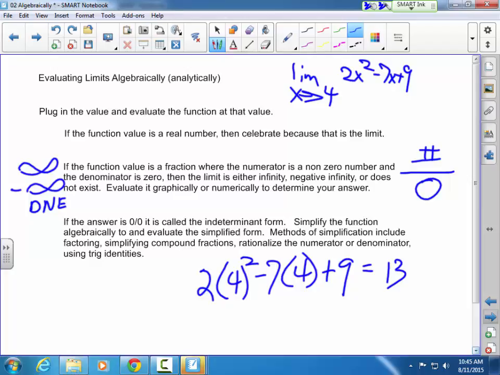The most common thing that's going to happen, though, is you're going to get 0 over 0. That's called the indeterminate form. We can't determine what the limit is in indeterminate form. So we've got to do some math. We've got to do some algebra. We've got to factor something. We've got to pull the trig identities out and use some trig identities. We've got to rationalize the numerator or rationalize the denominator. We've got to do something that we think of as math and then start the whole process over again, okay?